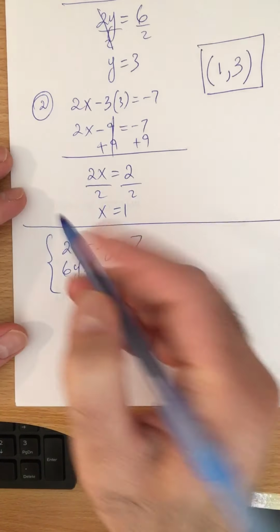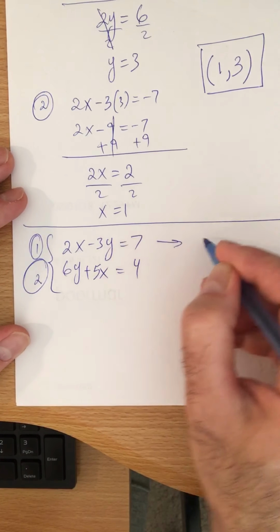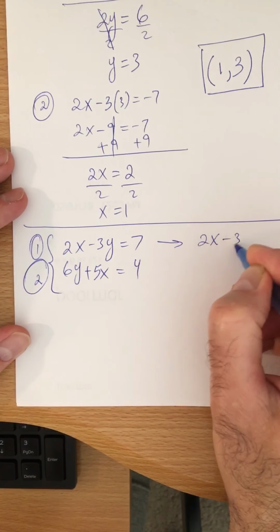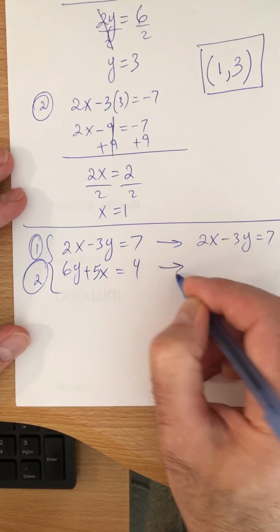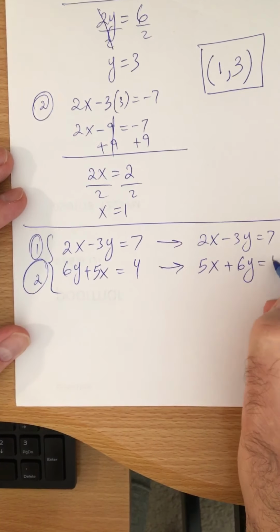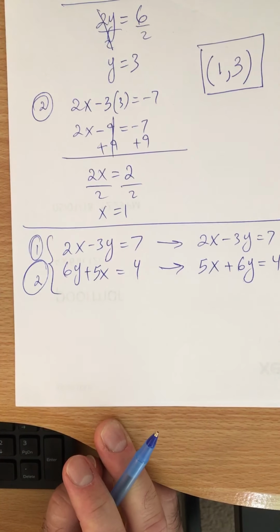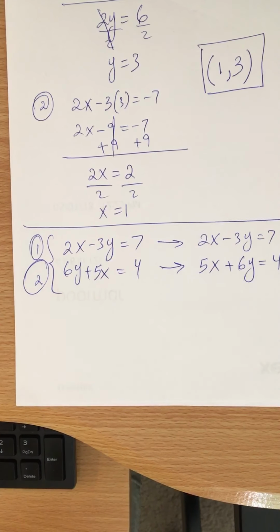So you want to rewrite them. So equation 1, equation 2. So I'm going to keep the equation 1 as it is. But I'm going to rearrange equation 2 in this manner. So I'm going to line up the y's and the x's. Okay, which variable would be easier to eliminate? You can either eliminate x or y, it doesn't matter.